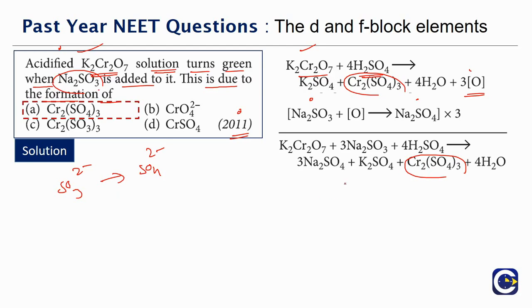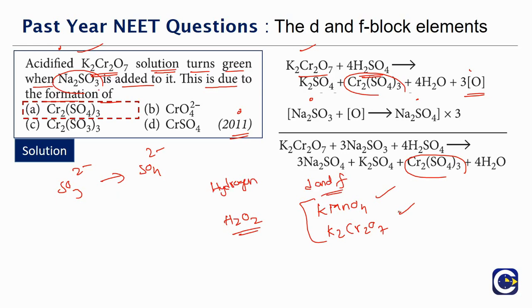We have probably discussed this in one of the previous part videos also. In D and F block elements, we have to look at the KMnO4 reactions and K2Cr2O7 reactions. Just like in the hydrogen chapter, we particularly give emphasis on H2O2 reactions. So here we will give emphasis on these two, because quite a number of times they have asked questions on these two. So the correct answer for this is option A.